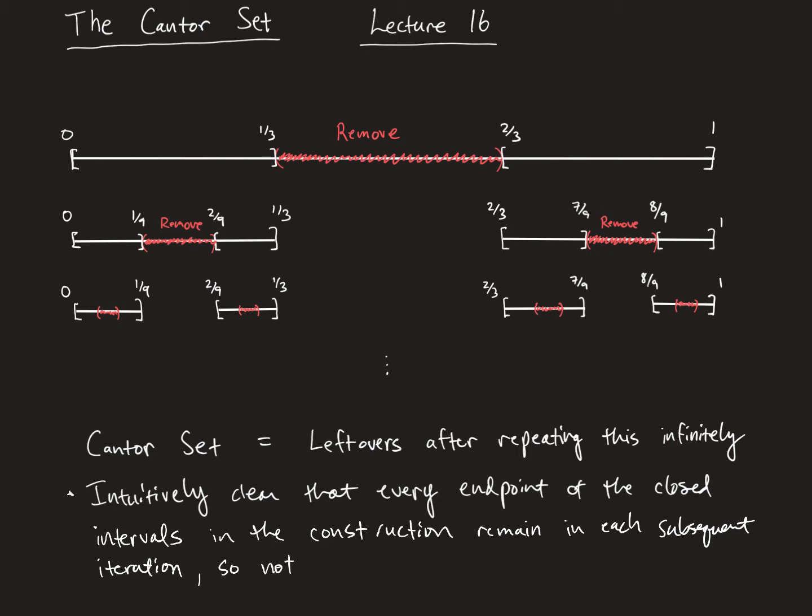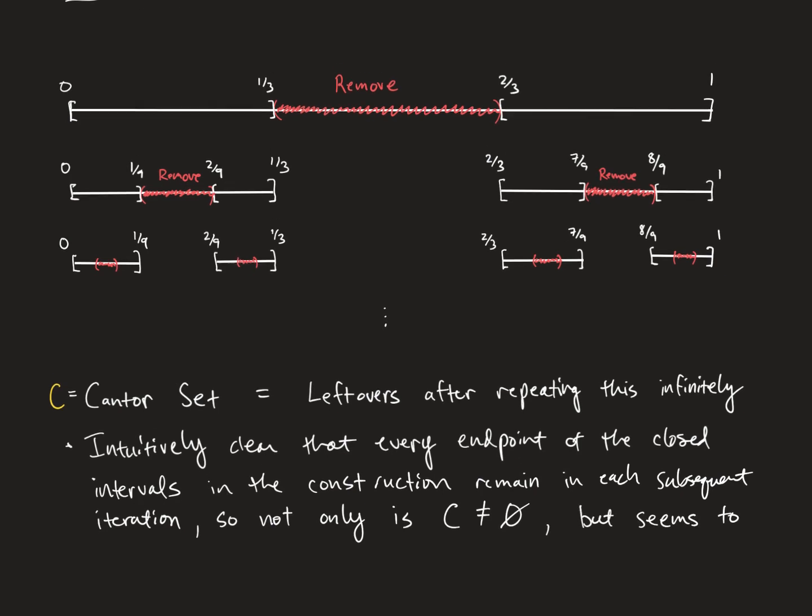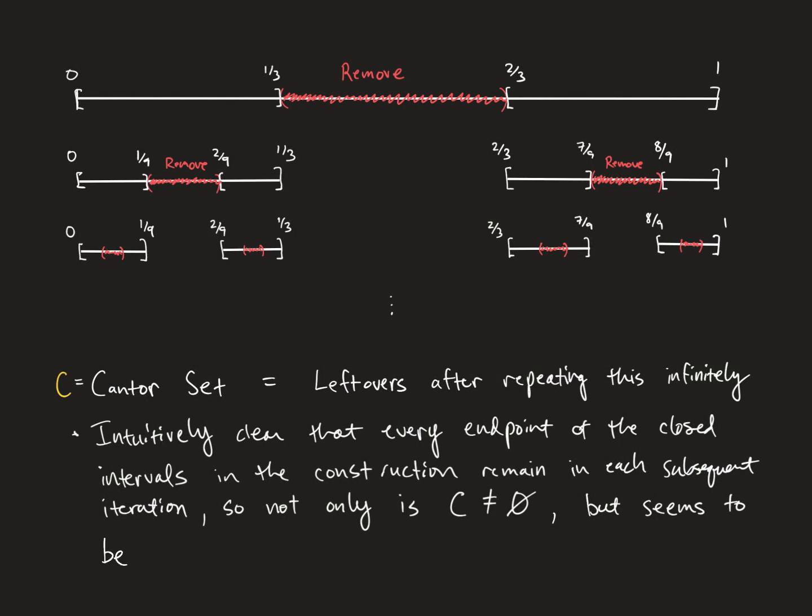So not only is the Cantor set not empty, and let's say C is going to denote the Cantor set, so not only is C not equal to the empty set, it should be at least countably infinite. So it seems to be countably infinite. Or sorry, I should say at least countably infinite. Because clearly the number of endpoints here, we start with 2 endpoints. In the next iteration after we remove, we have 4 endpoints, and then we have 8, and then 16. It's going up as a power of 2. So that's going to go to infinity as we go.